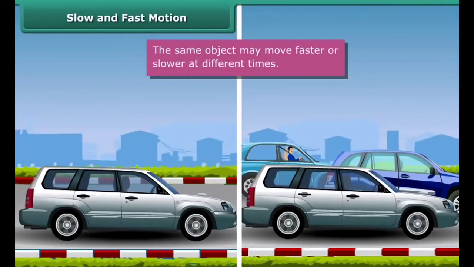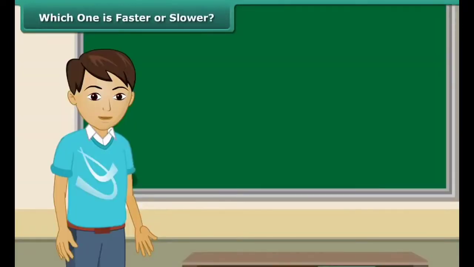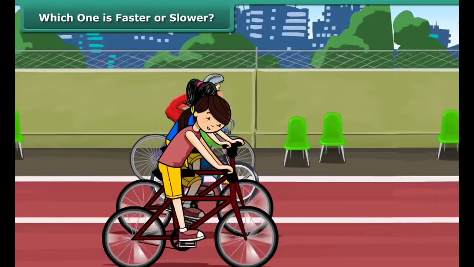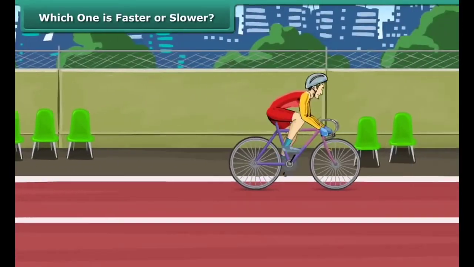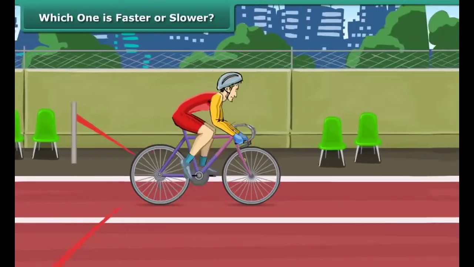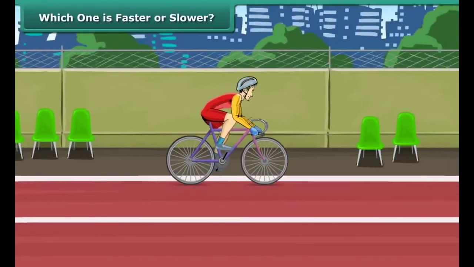So we can say that some objects move faster than others. Now the same taxi moves fast on an empty road and slow on a busy road. Thus, the same object can move fast at one time and slow at another time. The next step is to identify whether an object is moving faster or slower than another object. To do that, you must calculate the distance covered by both the objects in the same time interval.